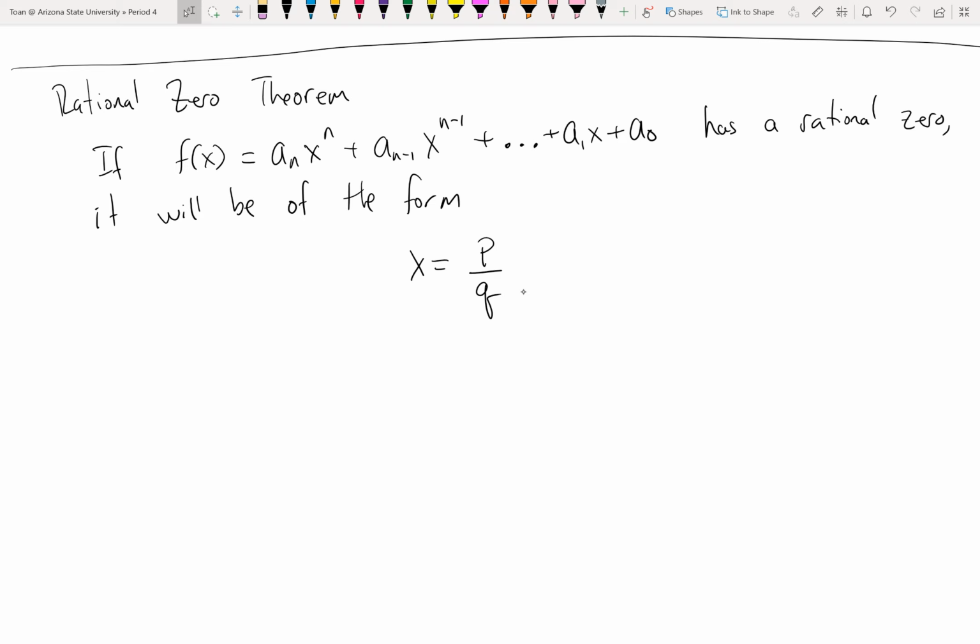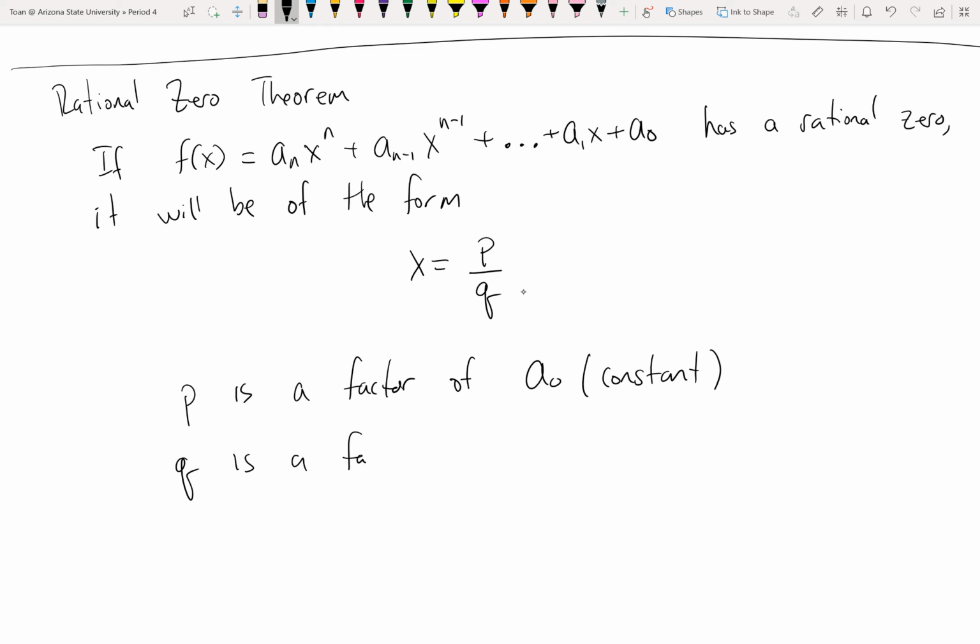Now those letters mean nothing because in the definition, where's p? Where's q? I didn't even use those letters. Well, here are the definitions. P is a factor of a sub naught, which is the constant. It's that very last number. Q is a factor of a sub n, which is the leading coefficient. It's the first number.